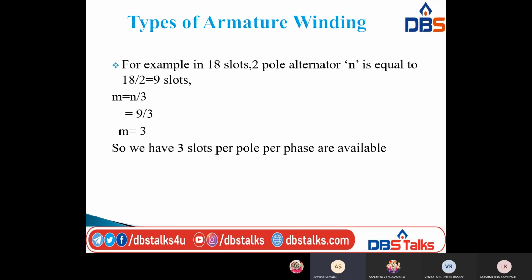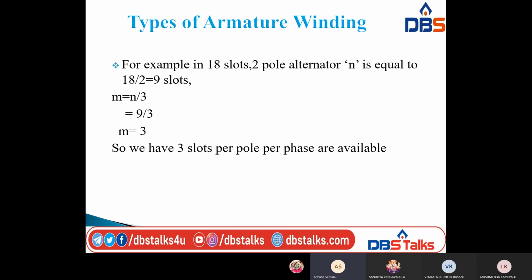So M is equal to N by 3. You know this formula, M is equal to N by 3. You have to note this point also. Here we have N value as 9. Substituting the N value in this formula, M is equal to N by 3, so the M value is 3. That is, we have 3 slots per pole per phase available.